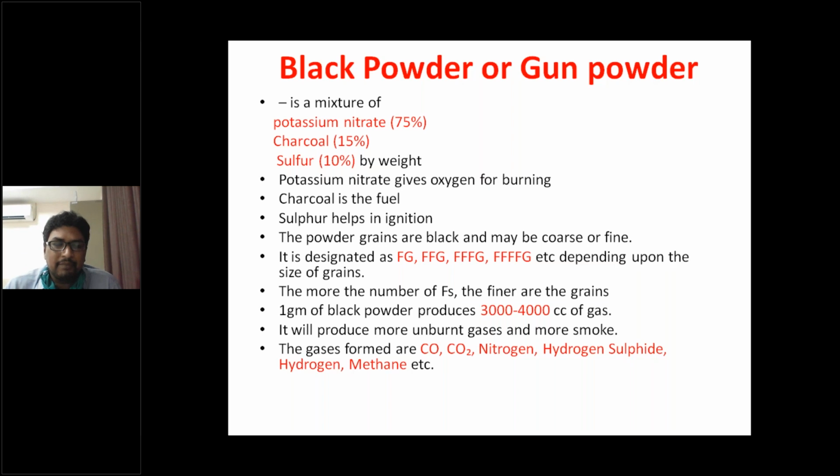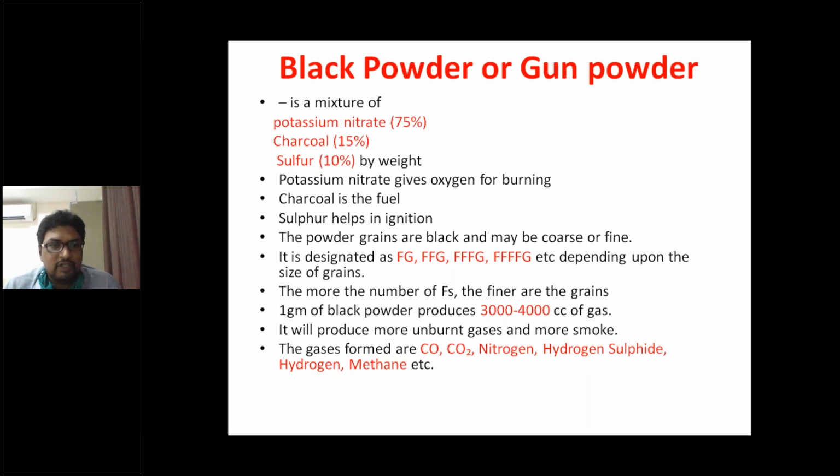What is black powder or gunpowder? The composition of black powder and gunpowder has been asked as a 2 marks examination question, and many times in viva also. So what is the composition of black powder and gunpowder? It is a mixture of potassium nitrate, which accounts for about 75%, charcoal 15%, and sulfur 10% by weight.